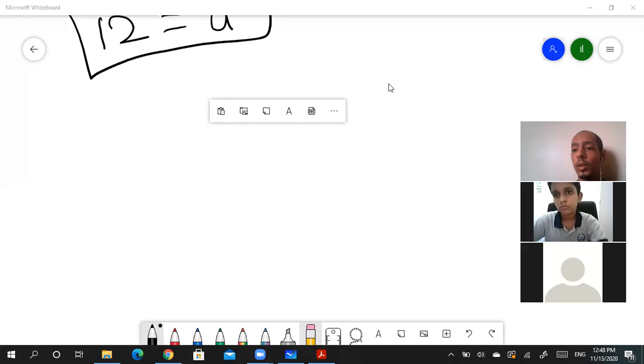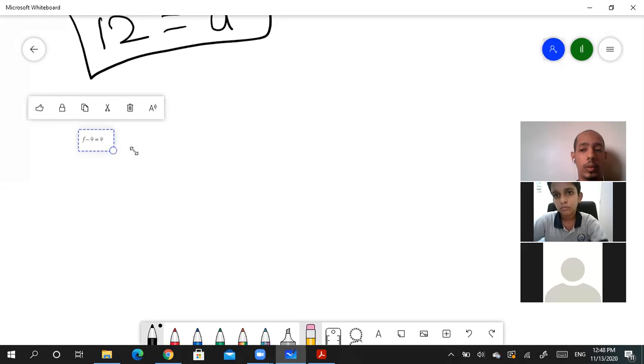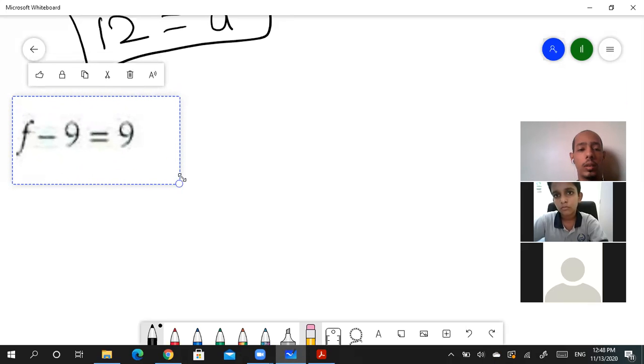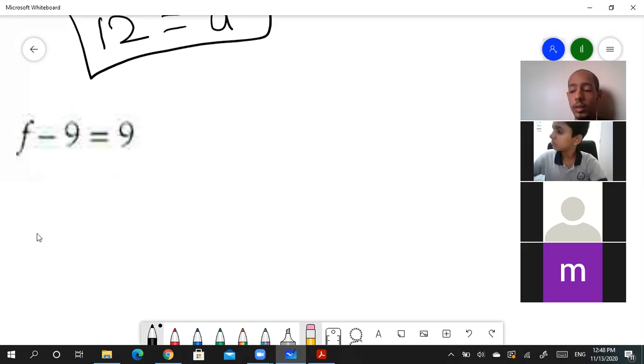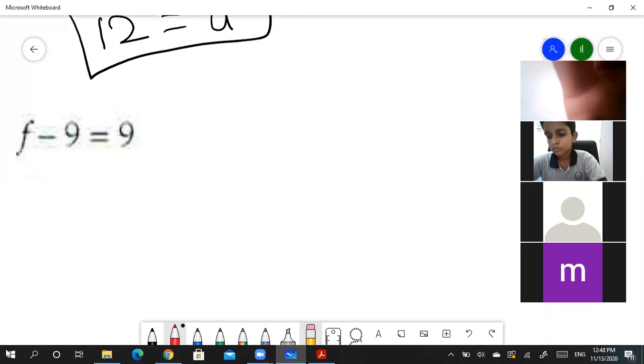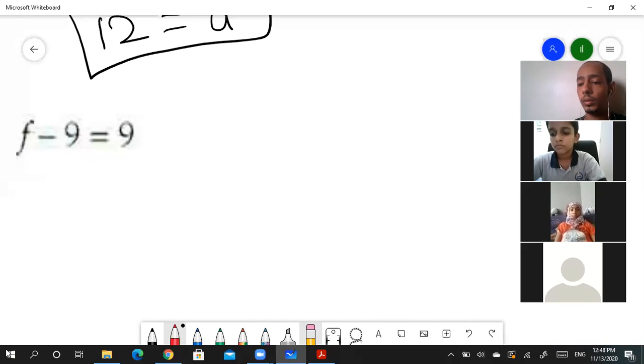Abdurrahman, I want you to work out this problem, this equation. To solve the equation means what, Abdurrahman? What does it mean to solve an equation? To solve an equation means to find the value of the unknown variable.